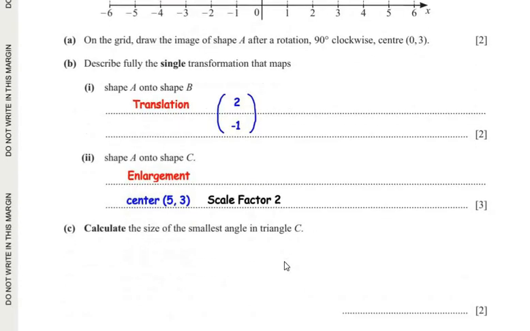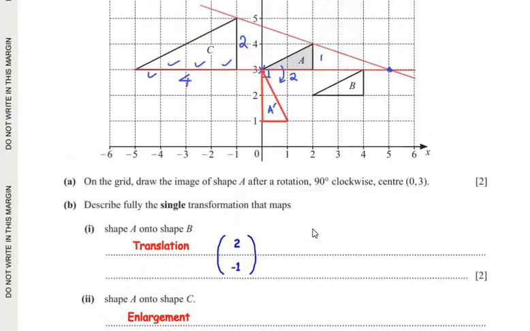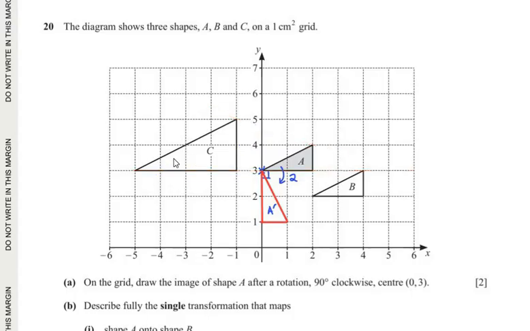Now the next question is, calculate the size of the smallest angle in triangle C. So let us consider triangle C now. Now the smallest angle in a triangle is always opposite to the smallest side. So in this triangle we can see that this is the smallest side of the given triangle. So the angle opposite to this side is this angle. And let us call it x.